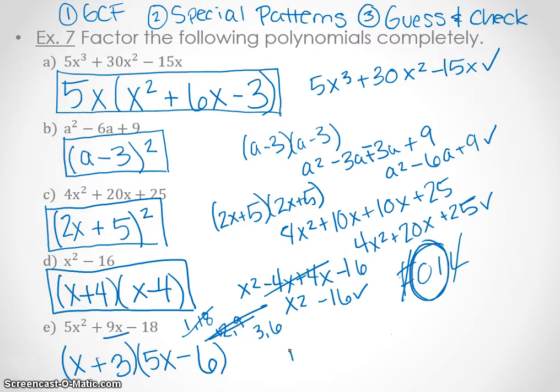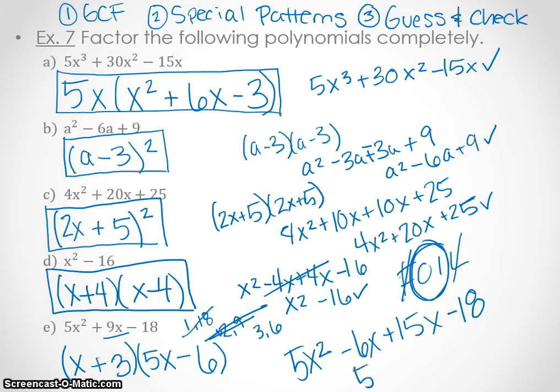So x times 5x is 5x squared. X times a negative 6 is a negative 6x. 3 times 5x is a positive 15x. And then positive 3 times a negative 6 is a negative 18. So let's combine our middle terms. We get 5x squared. Negative 6x plus 15x. Bingo. Positive 9x minus 18. It works, so we are good.